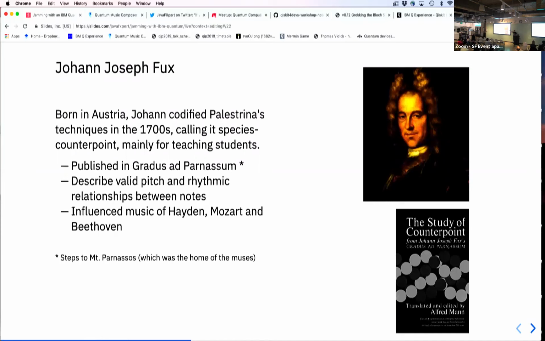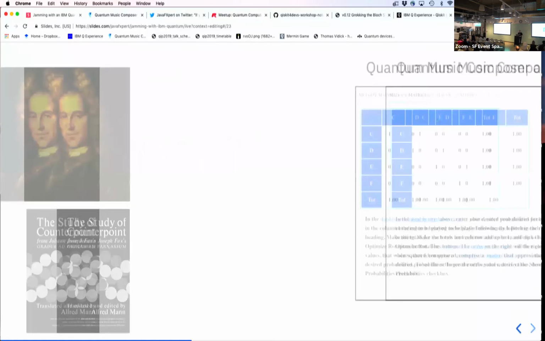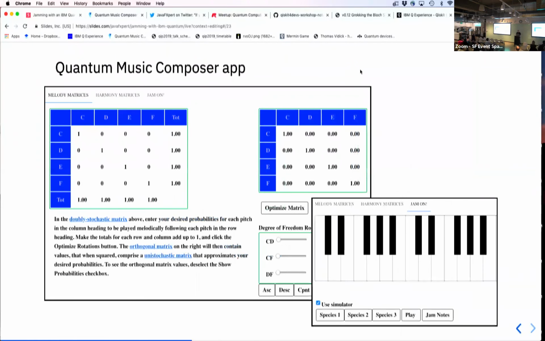He wrote this book, and then it was translated by someone else here. What it is, it's a novel, a story between a mentor and a student. The mentor is trying to teach the student how to do species counterpoint in five steps, in five levels. So there's first species, second species, all the way up to fifth species counterpoint. And so I took some of those rules for counterpoint and I tried to express those as probabilities in this quantum music composer app.